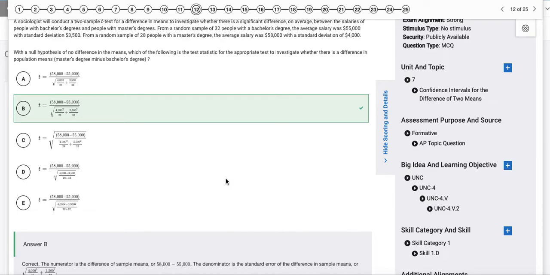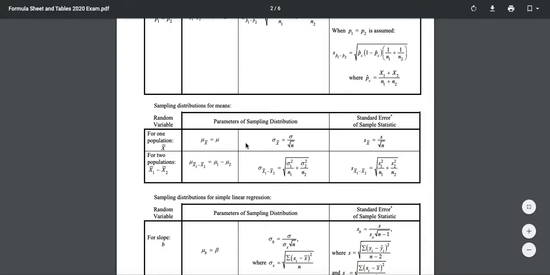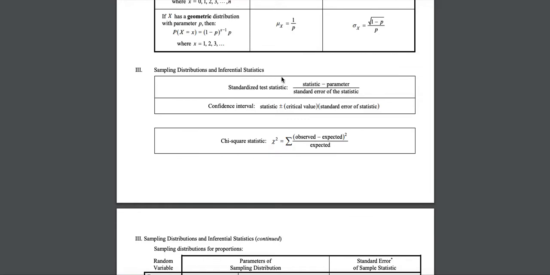Number 12. Okay, so for number 12, they give you the information and it wants you to calculate your test statistic, the t. So I'm going to go over our formula sheet. And you guys remember when we calculated z-scores, we used this formula, right? We used x minus x bar over the standard deviation or standard error. So this holds true for t curves as well. So now our t is going to be our x minus our mu, divided by our standard error.